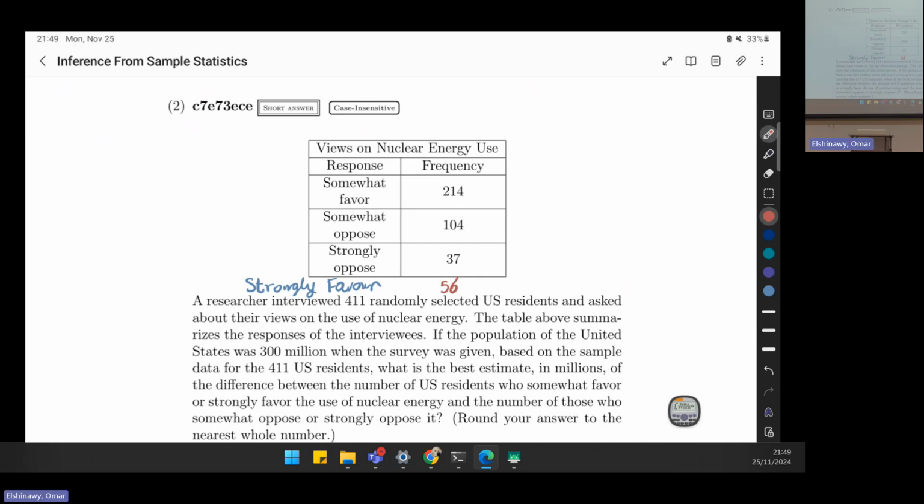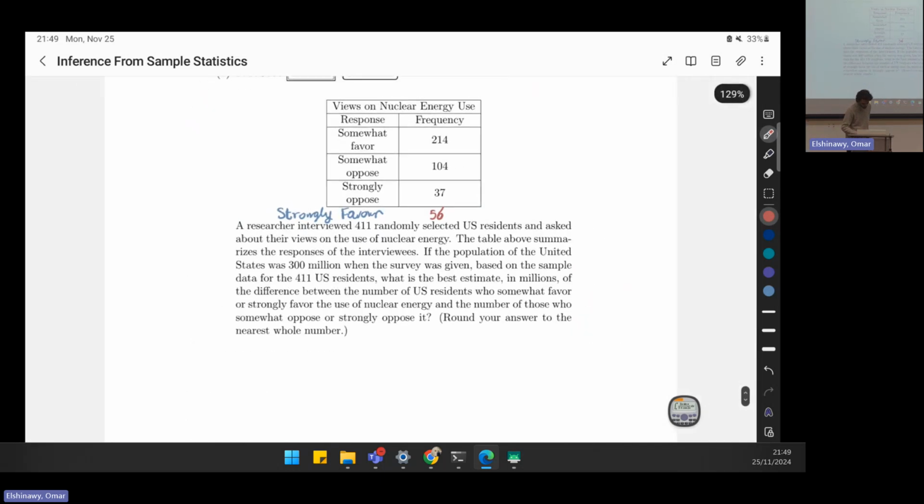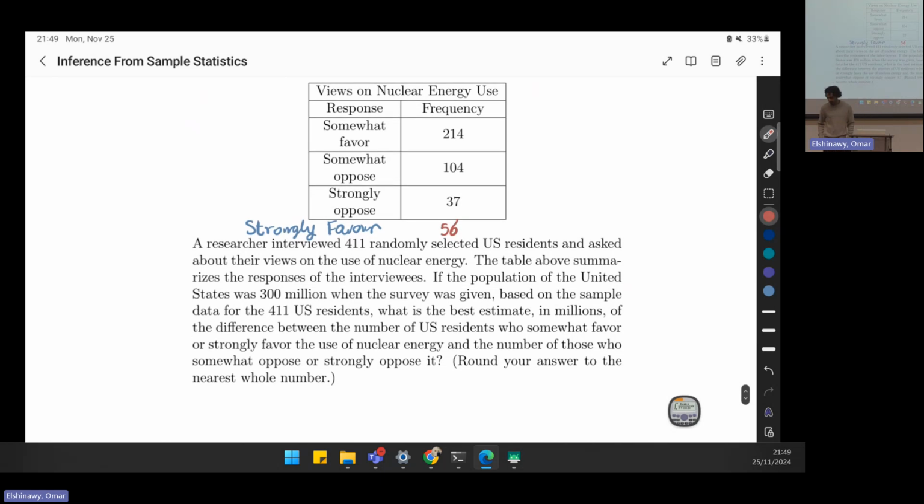Do you know what they ask in this question? They need the ratios, something. So this question asks you to solve the problem. The problem here is we want to get an estimate for how many millions of Americans, so we want to get the difference between the number of US residents who favor nuclear energy against the people who oppose it. We want to get a rough estimate of that.